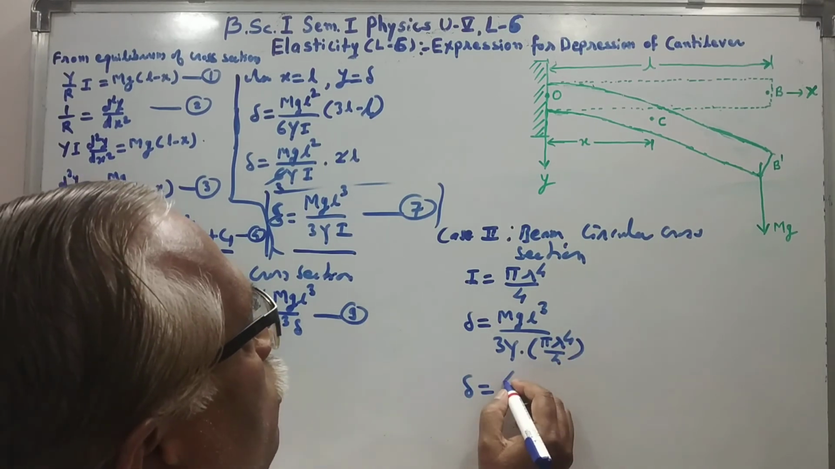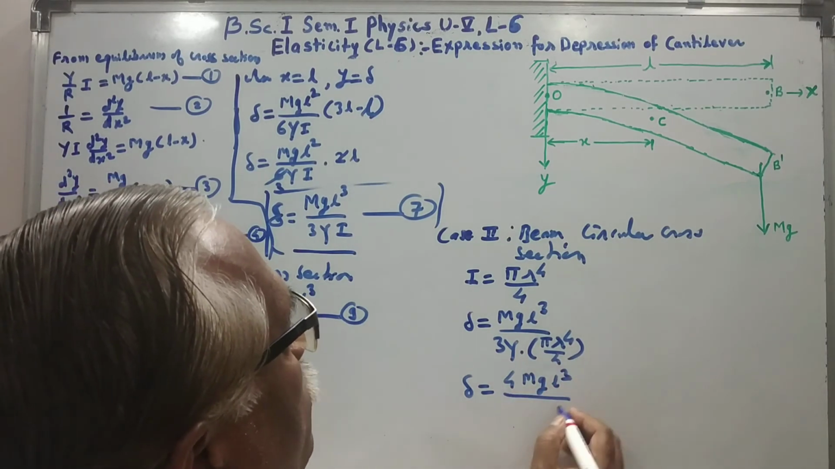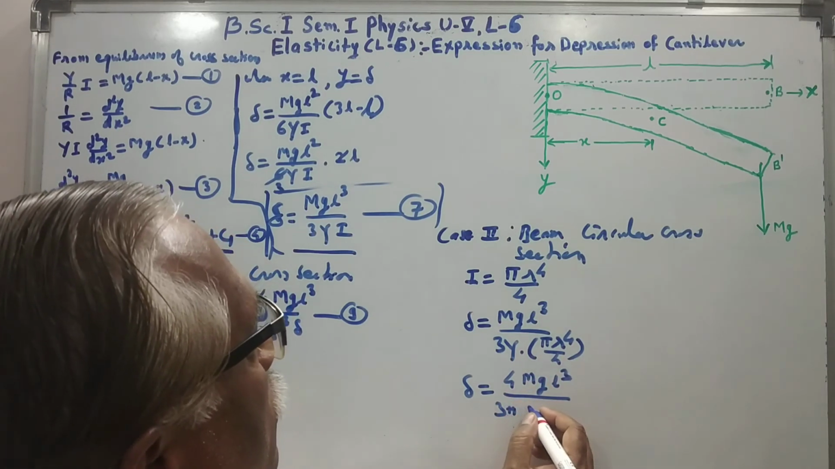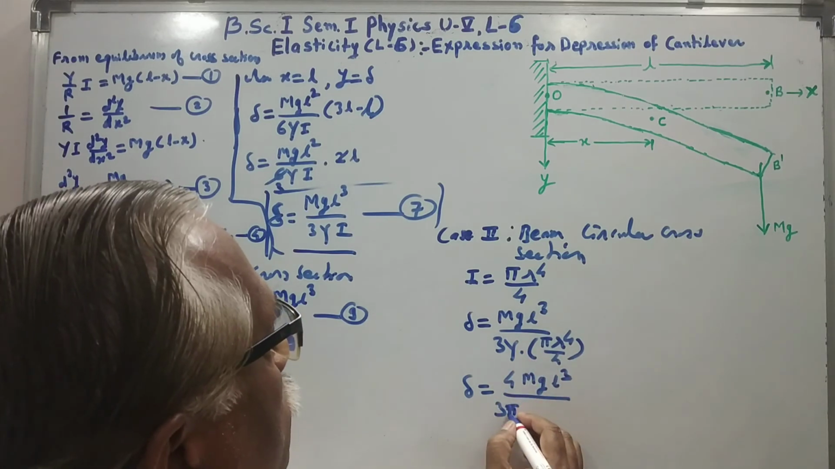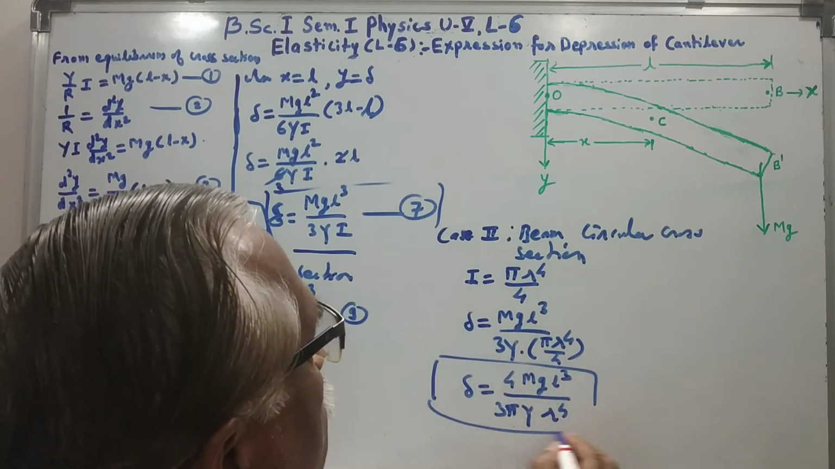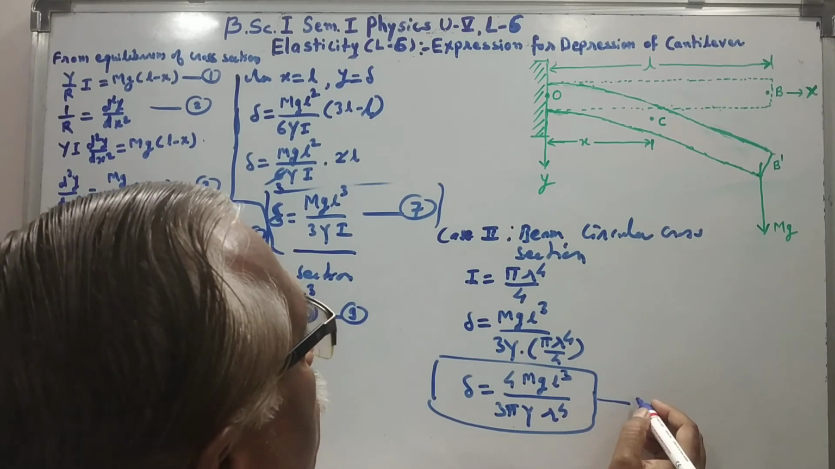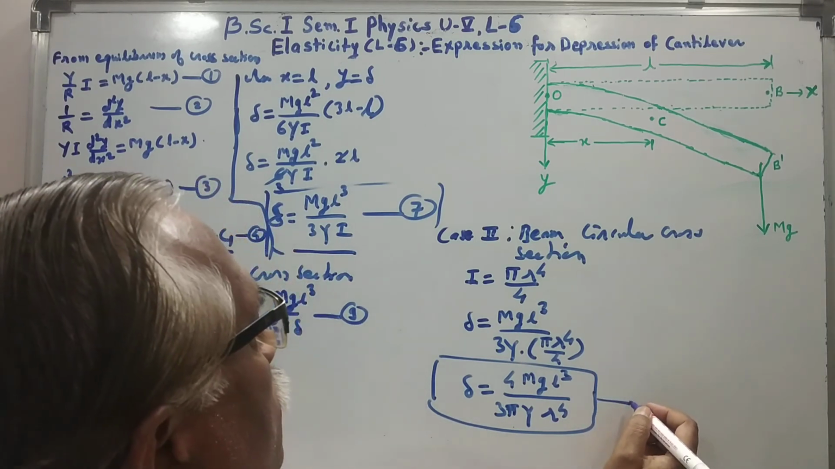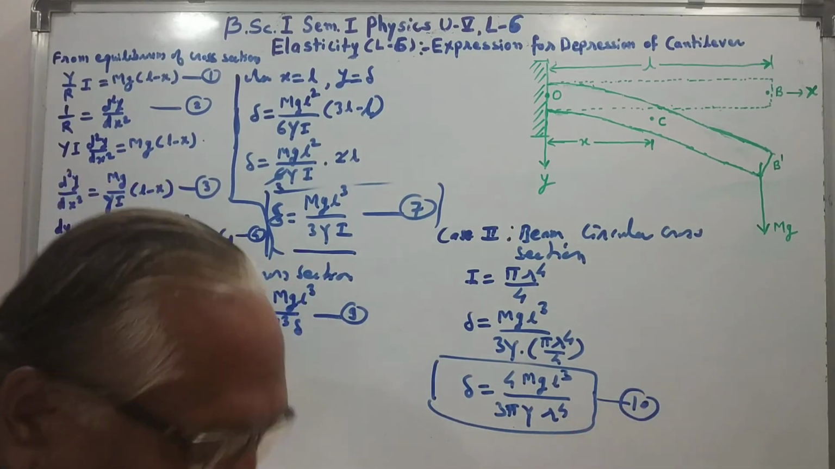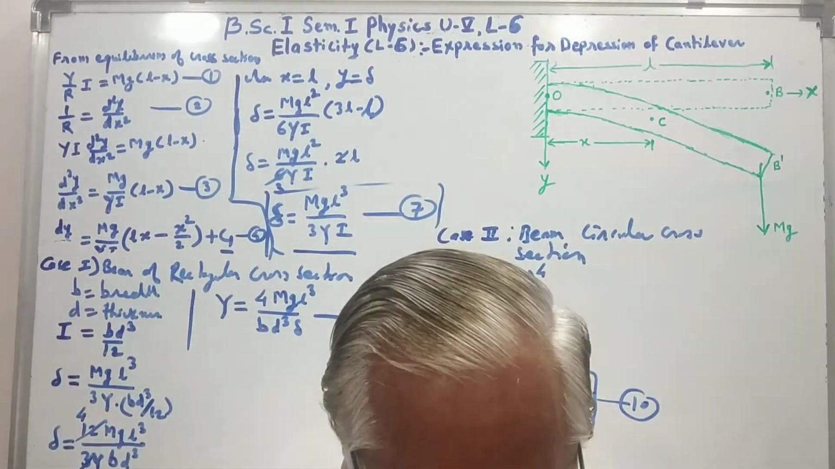So delta equal to 4 mg L cube upon 3 pi Y r to the power 4. This is the expression for the depression of the beam of circular cross section of radius r. Let it be equation number 10.